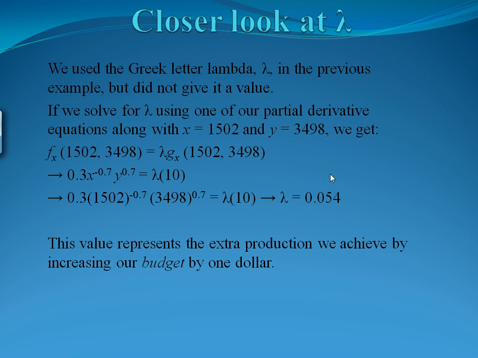So again, one of our original equations is that we were looking at the partial derivative of f with respect to x, and that equals lambda times the partial derivative with respect to g at our production level. So the equation for our partial derivative with respect to x of f was 0.3 x to the negative 0.7 y to the 0.7 equals lambda times 10. Plugging in our values that we got for the optimum solution, we can solve for lambda, and we get lambda is 0.054. This value represents the extra production we achieve by increasing our budget by $1.